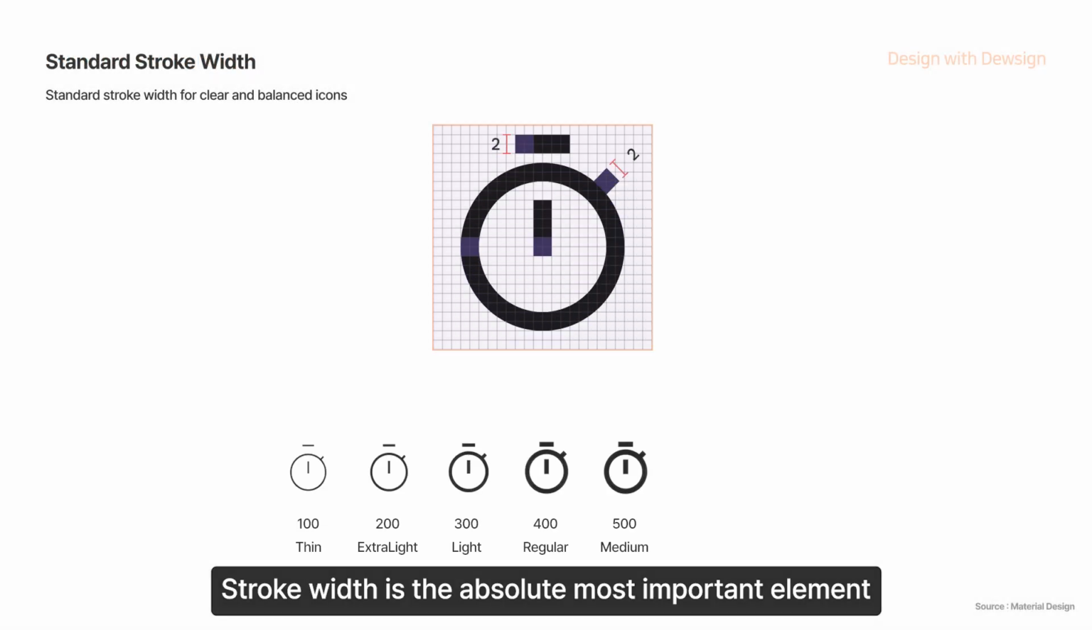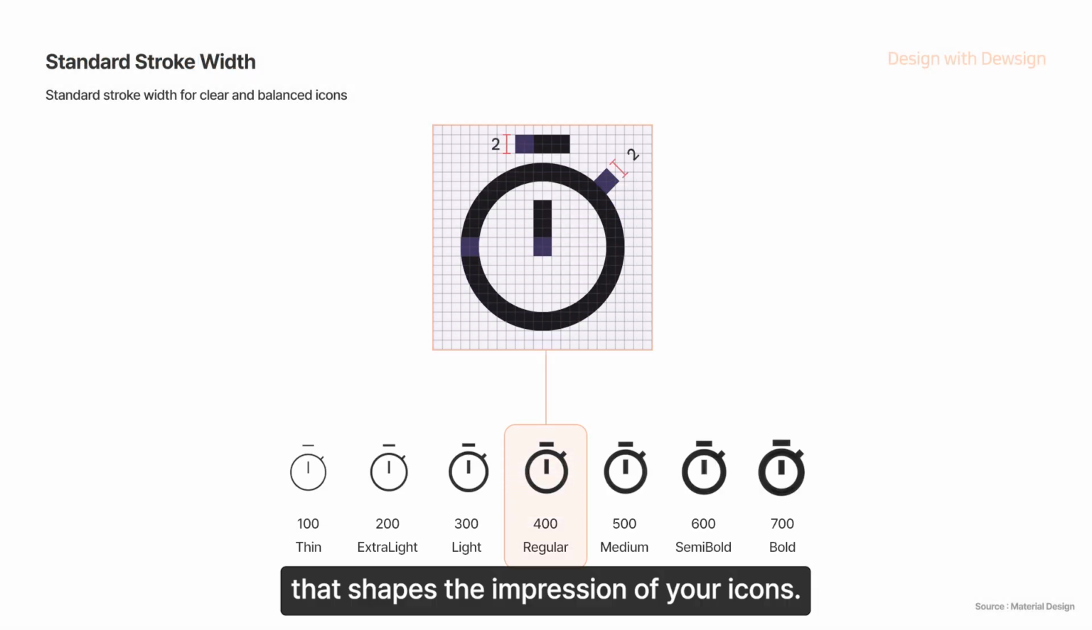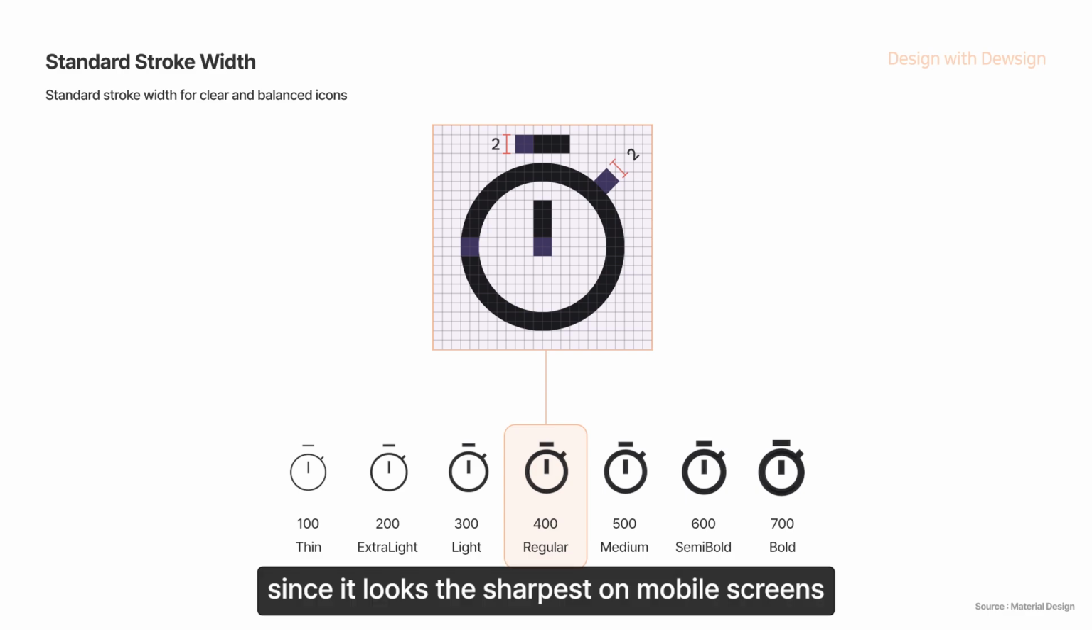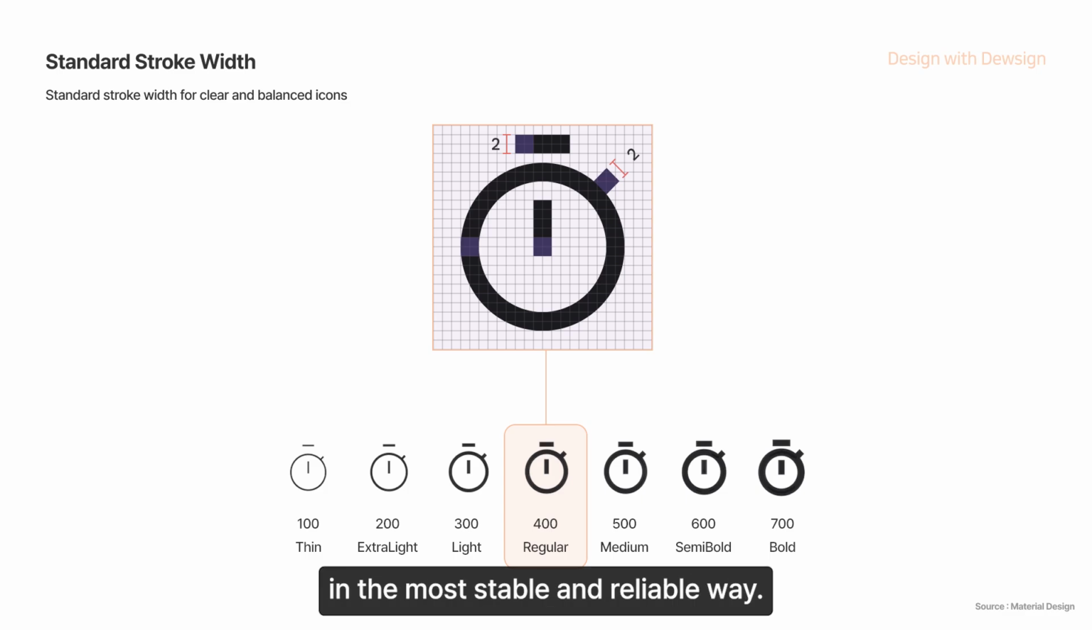Stroke width is the absolute most important element that shapes the impression of your icons. I highly recommend using a 2-pixel width as your standard, since it looks the sharpest on mobile screens without being too thin or too thick. This specific thickness delivers your brand's voice in the most stable and reliable way.